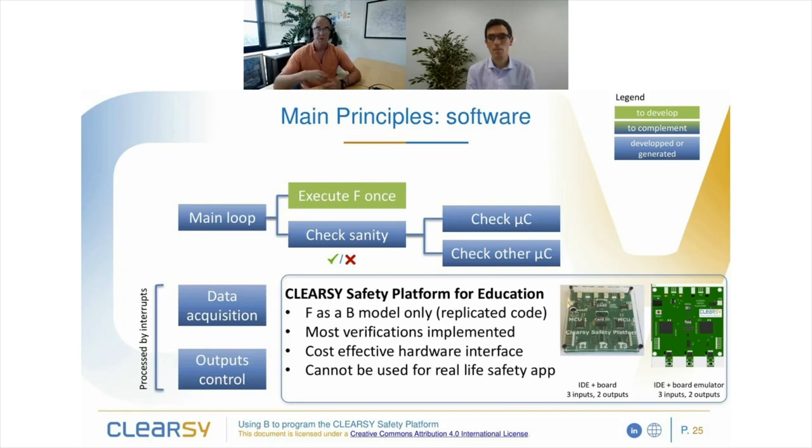And so you have two versions. One is the IDE plus the board, shown on the left. So you have 3 digital inputs, digital meaning it's a 0 or 1, so there is no continuous value, and 2 outputs. And you have the same thing with the board emulator, 3 inputs and 2 outputs.